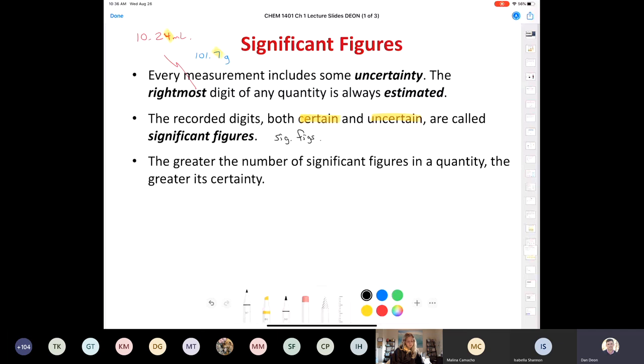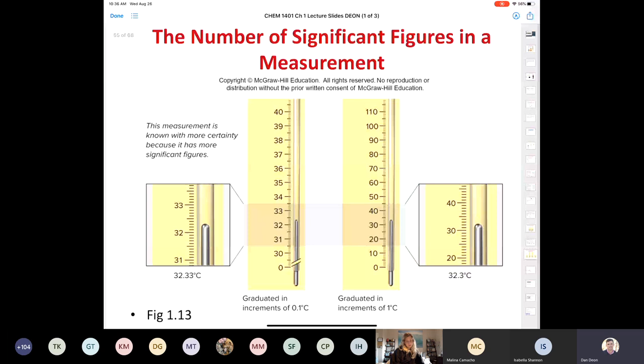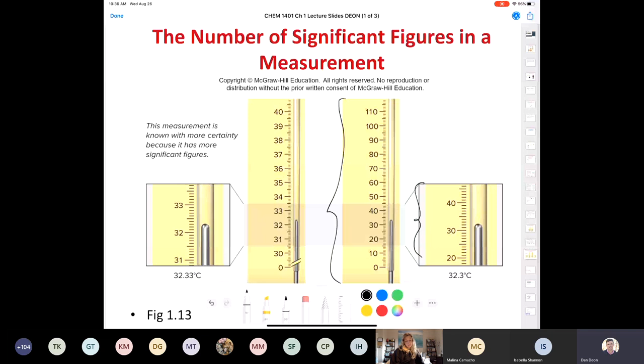The greater the number of significant figures in a quantity, the greater its certainty. Here we have two types of thermometers. Let's start with the one on the right. You can see that the mercury in that thermometer is right here. We always read from the meniscus, whether it's concave or convex, and this one is convex. So you can see that the line is right around here.